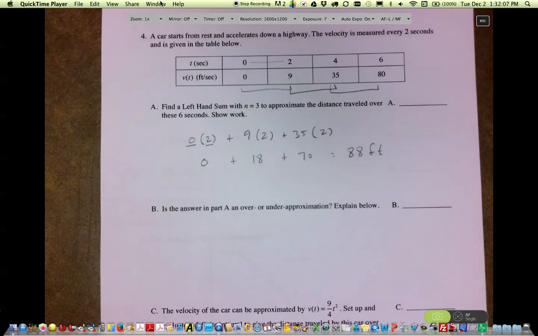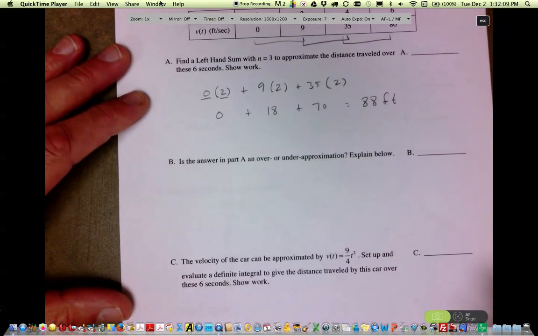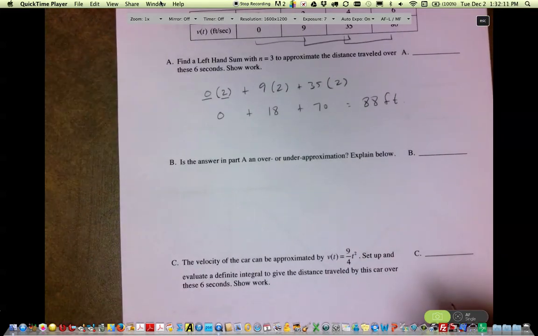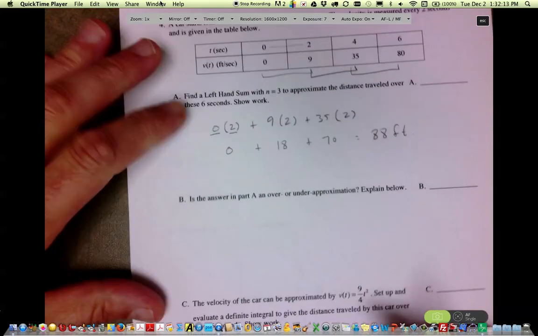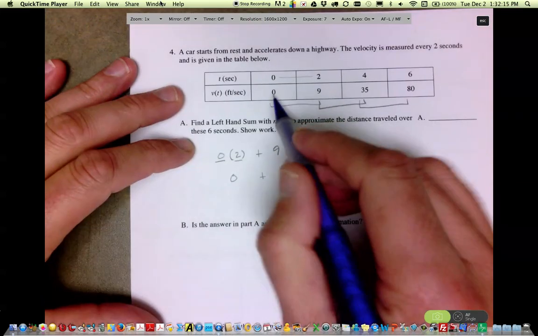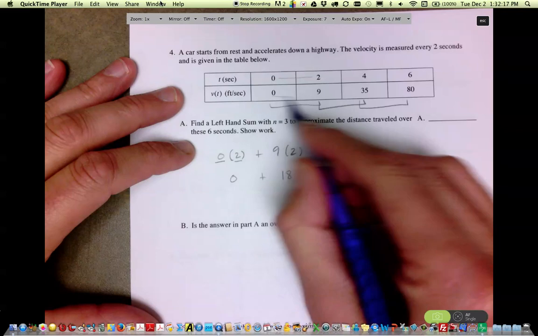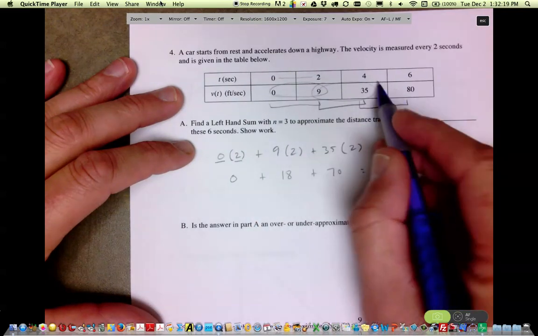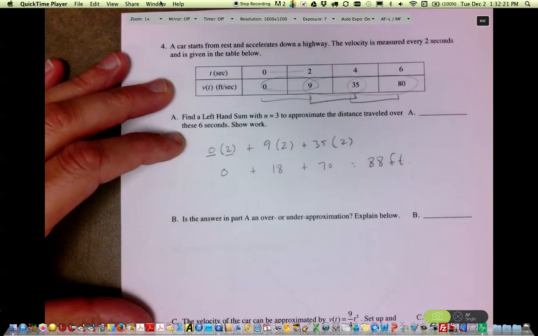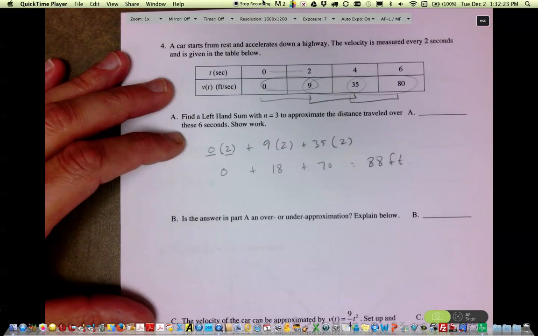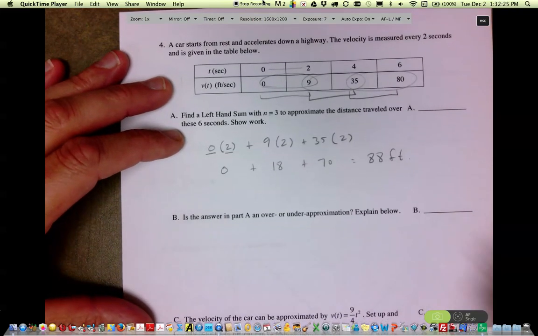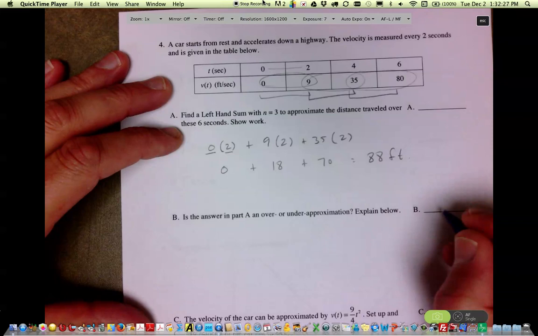Okay, and then the next question is, is this an over or an under approximation? And then we're supposed to explain why. Well, if you think about what we did, the left endpoint of each one of these intervals was always the smallest value. So we're assuming that this object is going as slow as possible over each of these intervals, which would give me an under approximation.